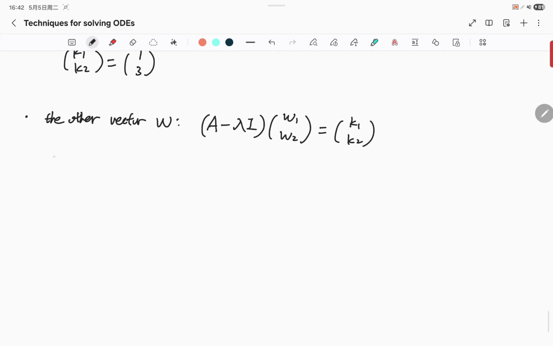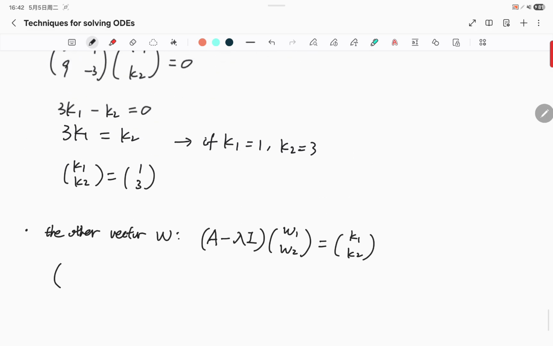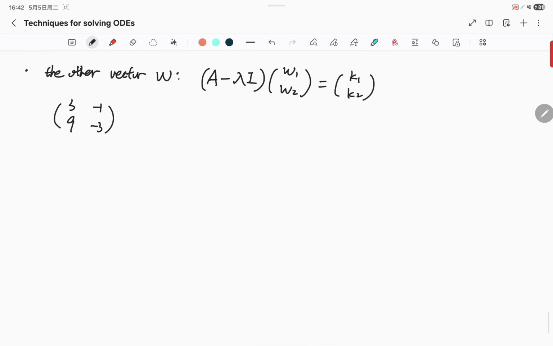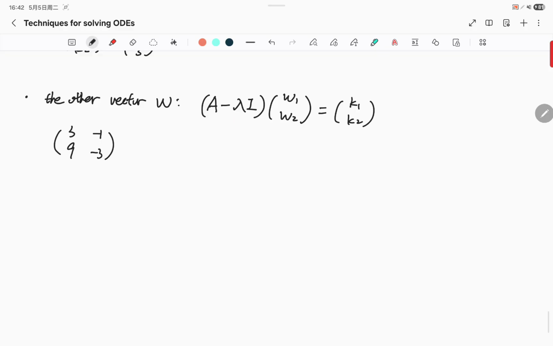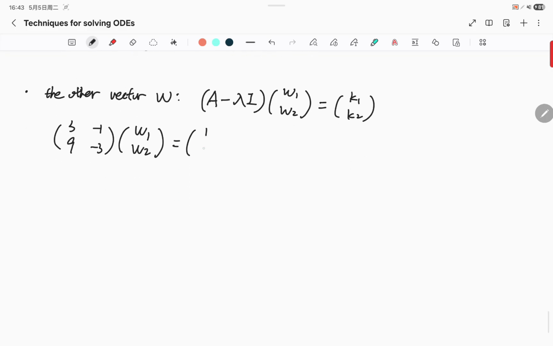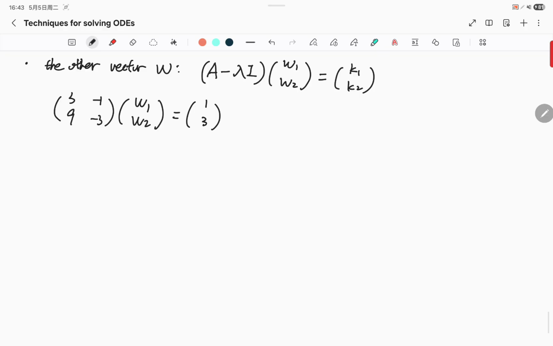So we can just copy A. We can only copy A because in this case, my lambda was equal to 0. If lambda was something else, then it's not just simple as copying A. It is equal to what we just found, 1 and 3. Again, we can use first row. 3 W1 minus W2 is equal to 1.